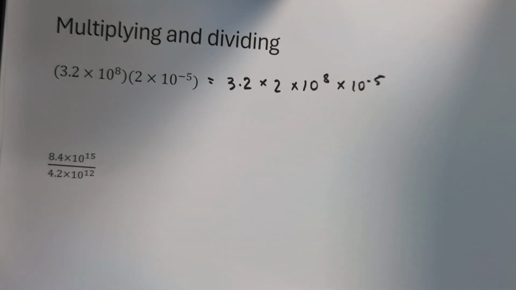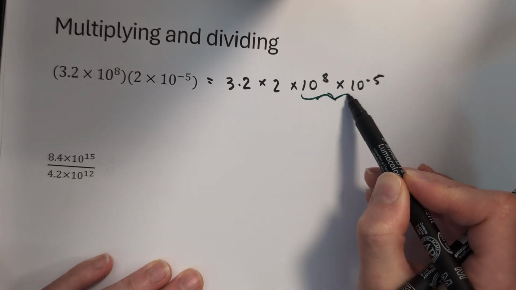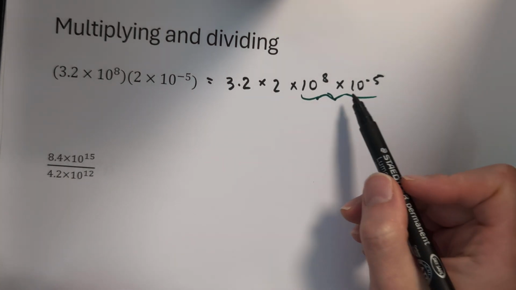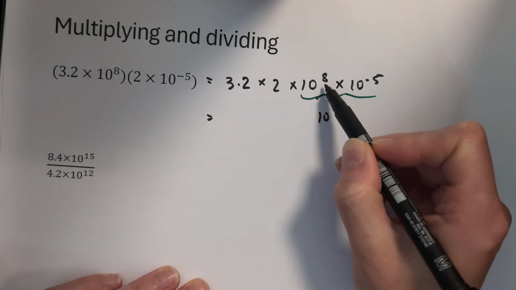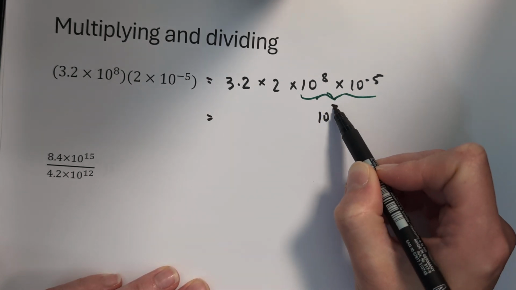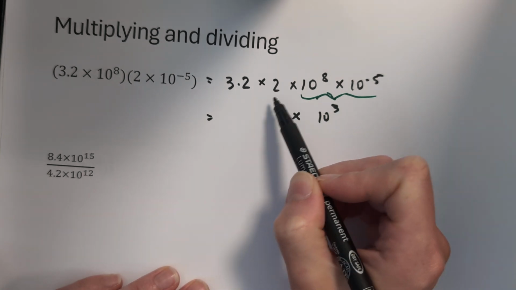Okay, and remember, thanks to those exponent laws, if 2 factors have the same base and they're being multiplied, then you can add their exponents. So this is times 10, and 8 plus negative 5 is 3. And 3.2 times 2 is 6.4.